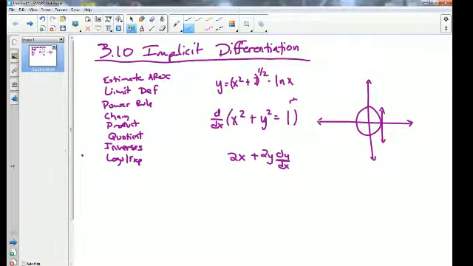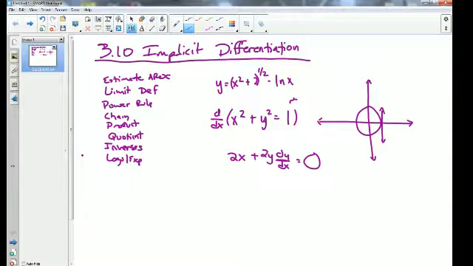So that works with this. But there, with 2y, we have to note that we have dy/dx. So 2x plus 2y dy/dx equals 0. Create math murder. Commit math murder. All right, so that's our derivative.